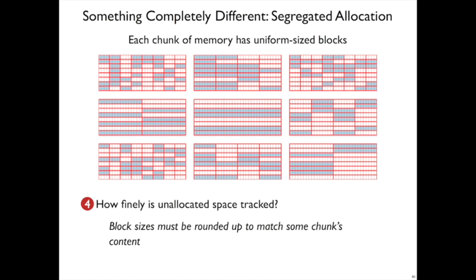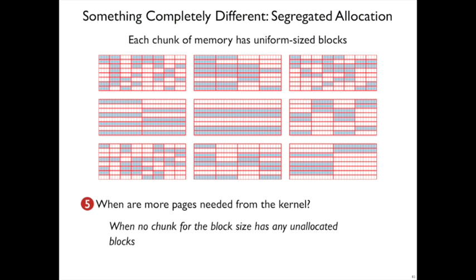How finely is unallocated space tracked? This is one of the main trade-offs: you have to round up all allocation requests to something that matches some chunk's size. So often these chunk sizes are powers of 2, or maybe a few small sizes and then powers of 2 as you go to large sizes. And then when more pages are needed from the kernel, we're allocating in groups, in chunks. So when for a given size you have no chunks that have some empty space in them, then you have to allocate a whole new chunk.